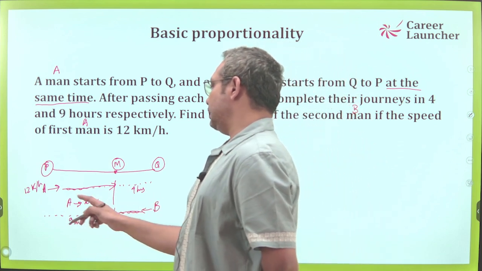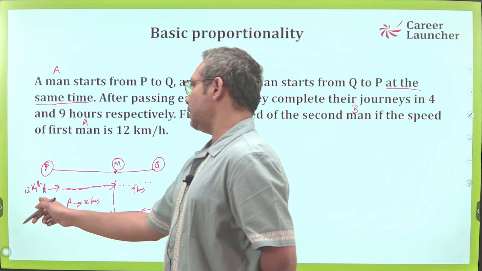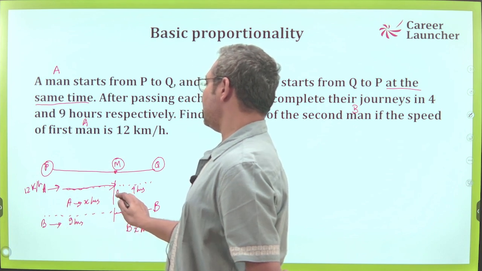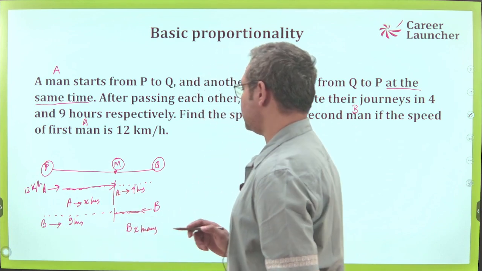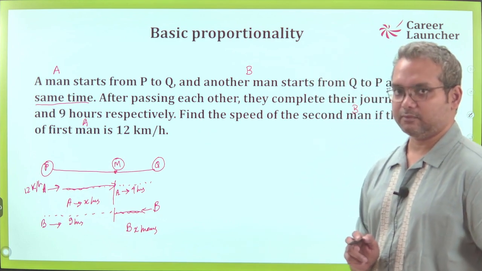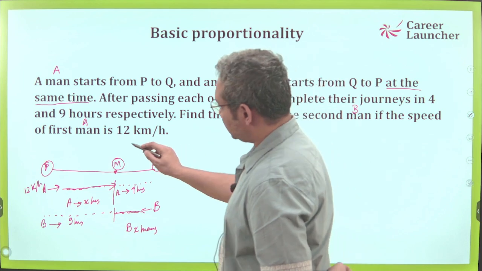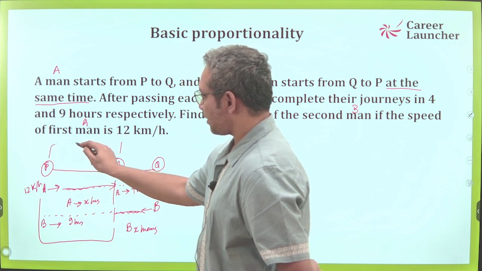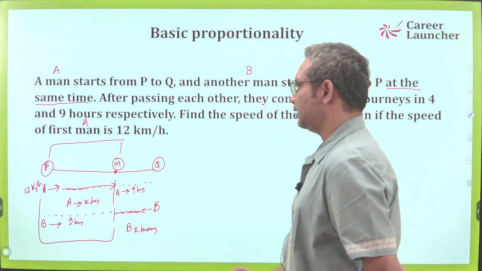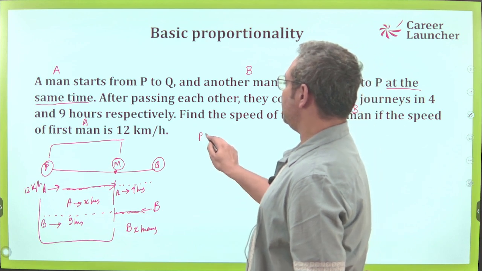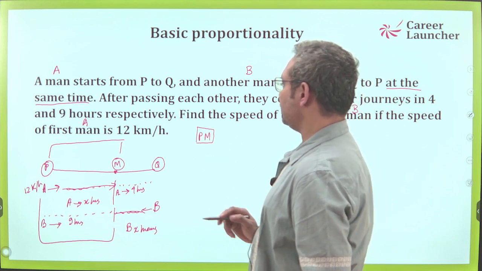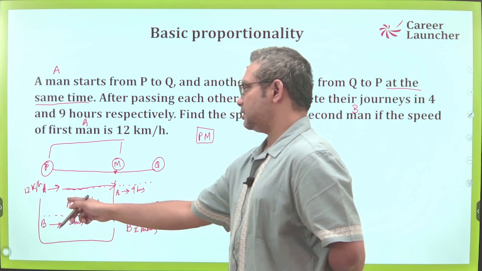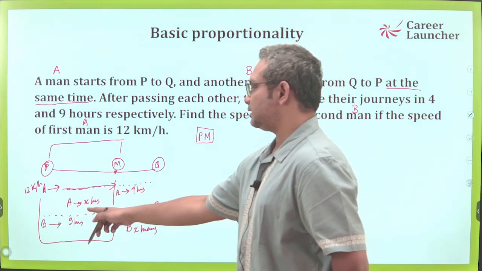But after meeting, when B crossed M, from M to P, B took 9 hours, while A from M to Q, A took 4 hours. This data is what we know. Now if I look at the left half, okay, the left half, then what do we have? For the distance PM, okay, for the distance P to M, A and B both have travelled the same distance PM, but A has taken X hours, B has taken 9 hours.